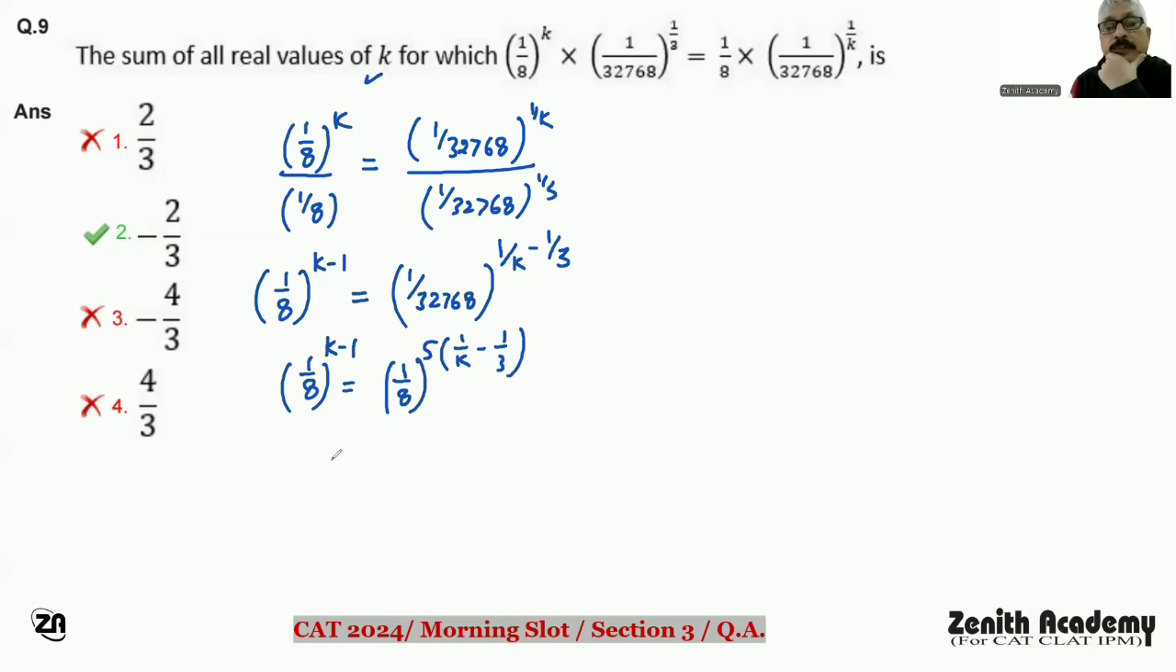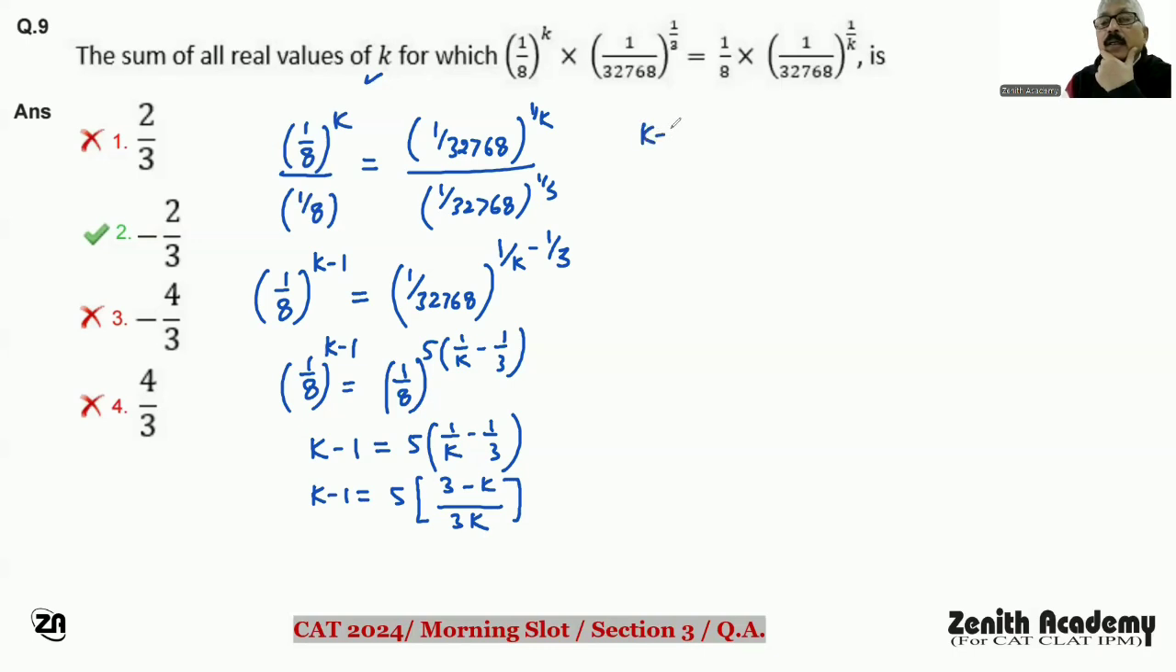So it means base same है तो power कंपेयर कर सकते हैं आप. This is 5 times (1/k minus 1/3), right? This k minus 1 equals 5 times (3 minus k) over 3k. इसको आप सिंप्लीफाइड कर सकते हैं.